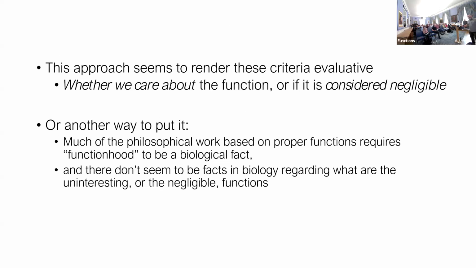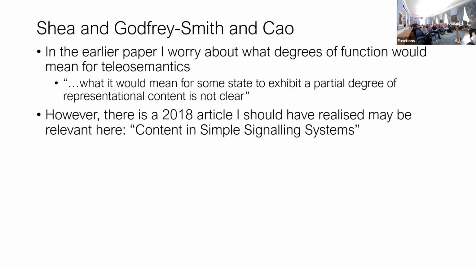I've got 9 minutes. Let's go. Third step. So that's the second step. Third step. As I said a couple of times, one of my biggest worries in that original paper was what this would mean for teleosemantics. I really couldn't get my head around what it would mean. So here I say, what it would mean for some state to exhibit a partial degree of representational content isn't clear. To me, at least, I can't really get my head around that.